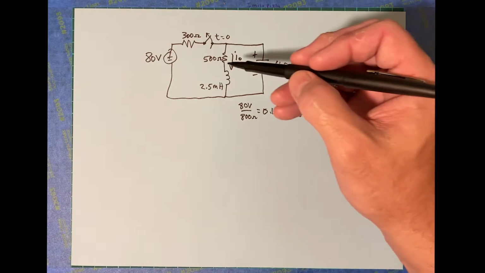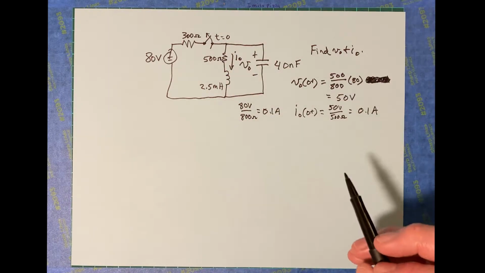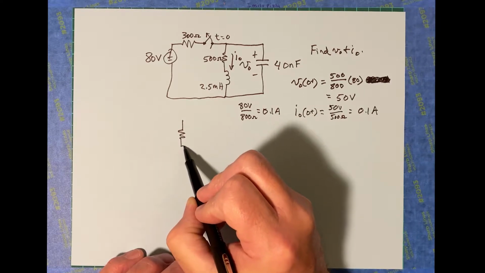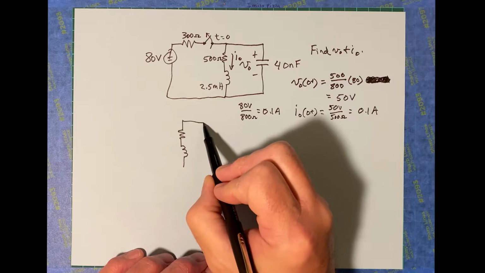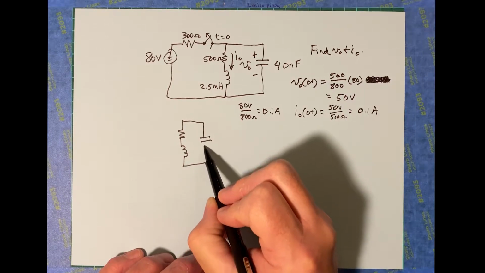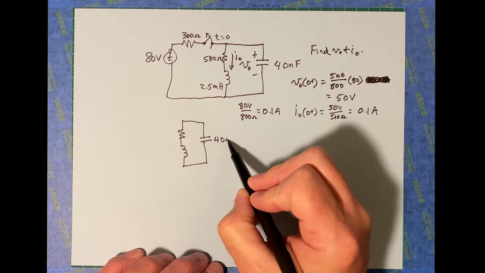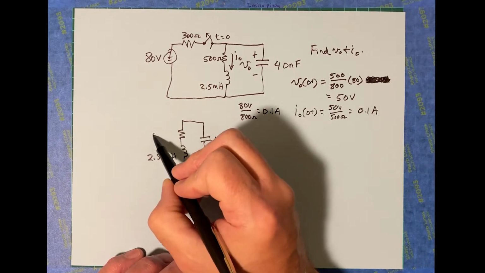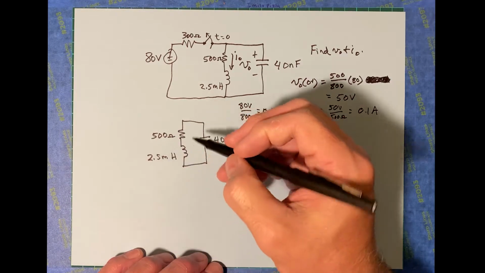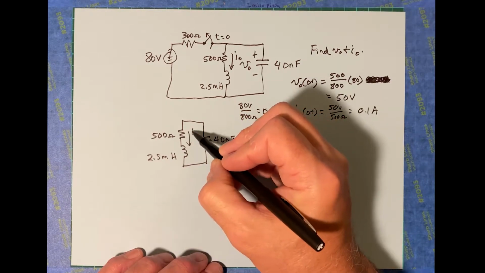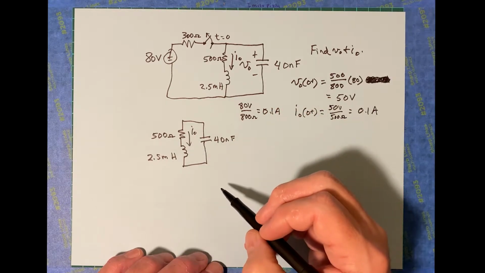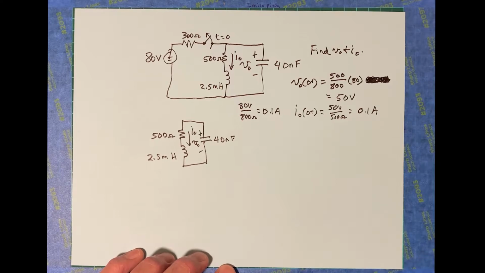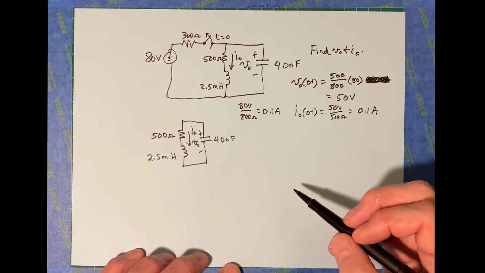All right, now when that switch is opened at t equals 0, the circuit becomes this: resistor, inductor, capacitor. So 40 nanofarad, 2.5 millihenry, 500 ohms, and this is I naught, and we've still got V naught here. We want to figure out what both of those are after t equals 0.